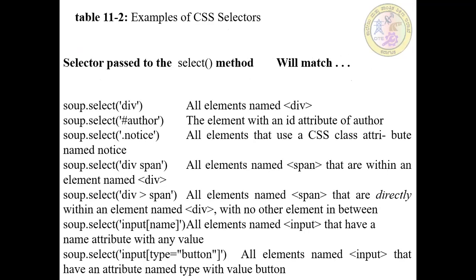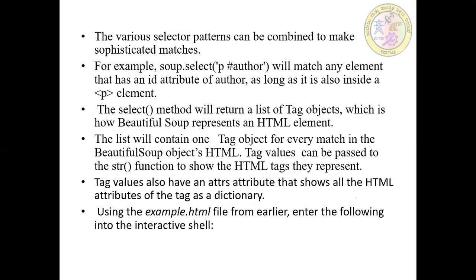These are examples of CSS selectors. It specifies different options, such as the element with an id attribute of author. These are all the different options for the select function. All elements named span that are directly within an element can be extracted. The various selector patterns can be combined to make sophisticated matches. For example, soup.select('p #author') will match any element that has an id attribute of author as long as it is also inside a p element.